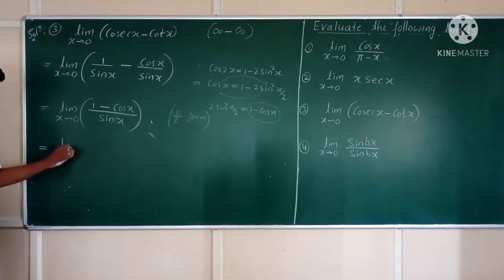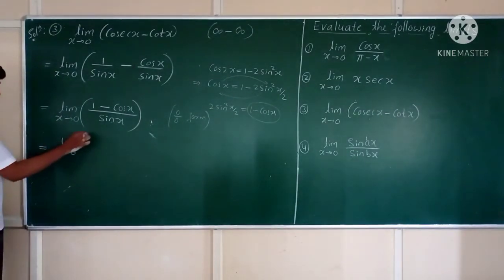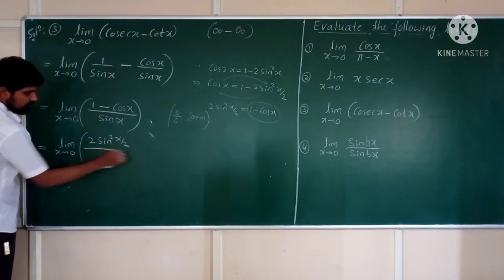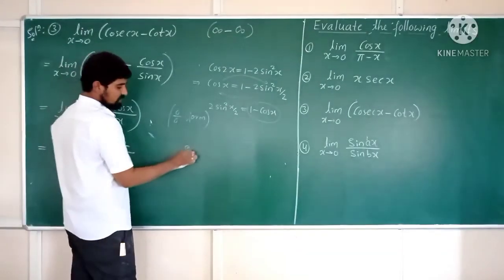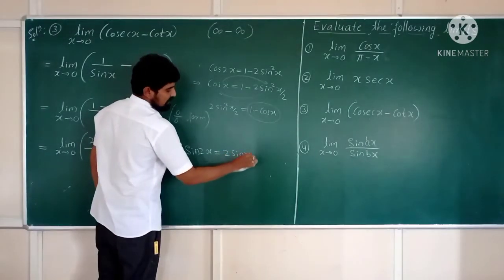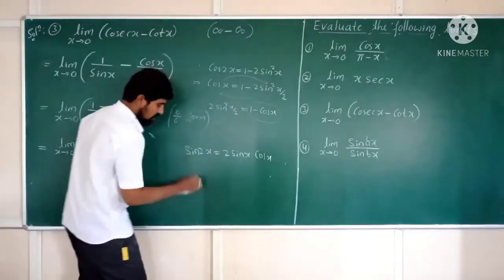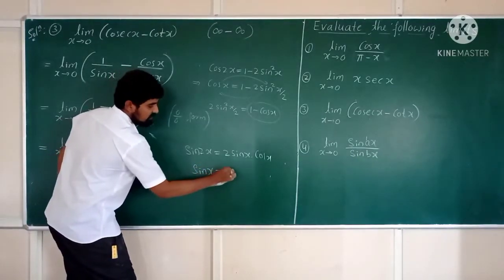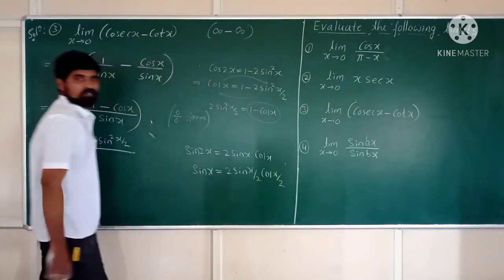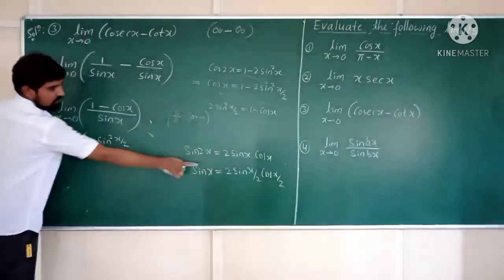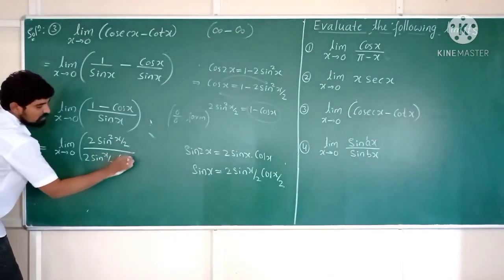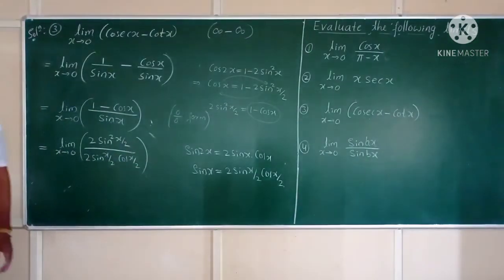So this is equal to limit x tends to 0, 1 minus cos x is 2 sin square x by 2 divided by... Also we know the formula for sin 2x. The formula for sin 2x is 2 sin x into cos x. Hence the half angle formula sin x is equals to 2 sin x by 2 into cos x by 2. So therefore in place of sin x we may write 2 sin x by 2 into cos x by 2. I hope all of you understand it.